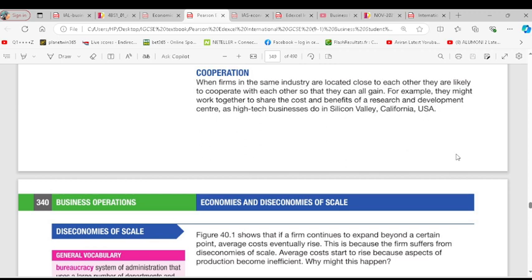The firms are helping each other. They have to agree on things like research and development. Because they are working together, it's an industry. If a firm is trying to do it all alone, it might incur more cost. So they are likely to work together on certain things so that the cost can be reduced. Is it clear?